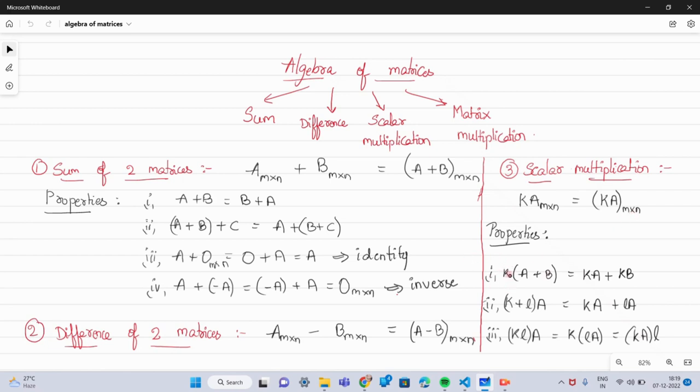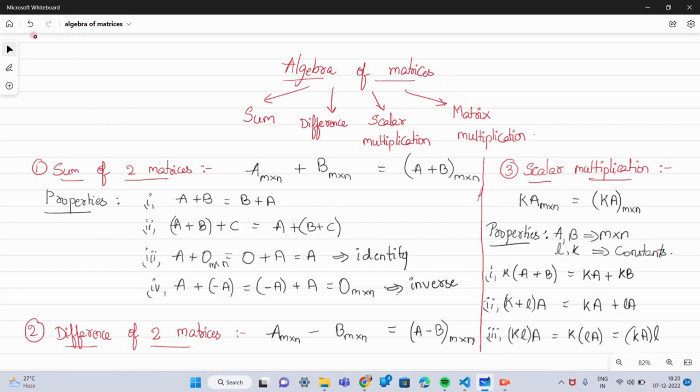Coming to the properties, k of A plus B. Here k is multiplied for both of the matrices. Next, k plus L of A. Here both the constants are multiplied for the A matrix, and similarly this KL of A can be written in these two forms. Here A and B are two matrices of the same order m cross n, and L and K are fixed constants.